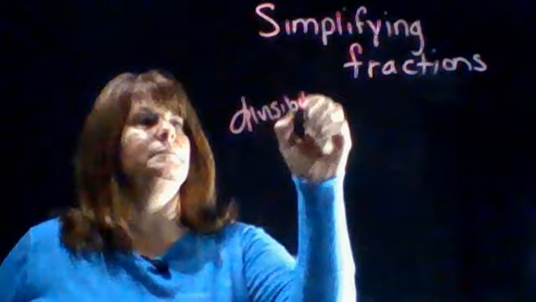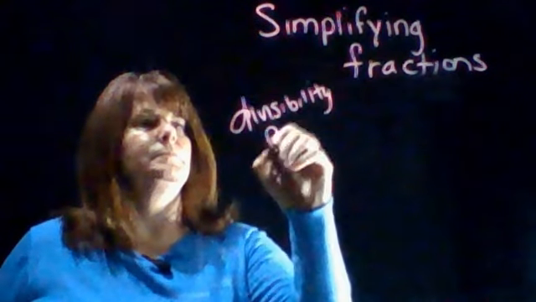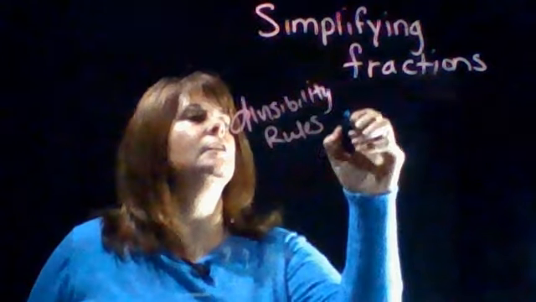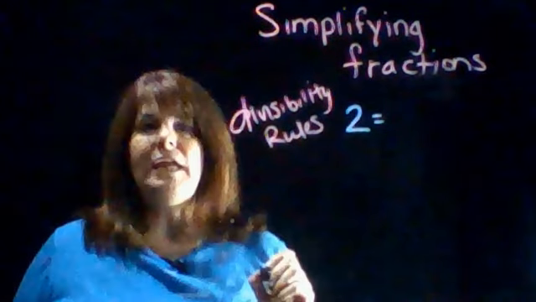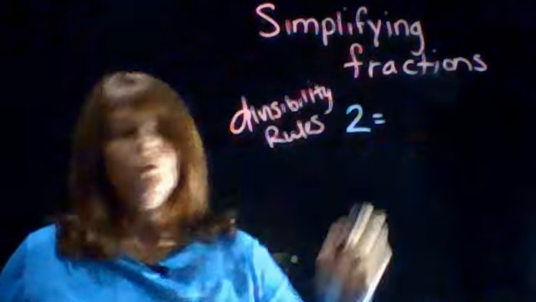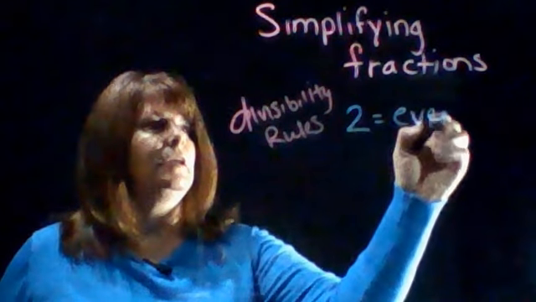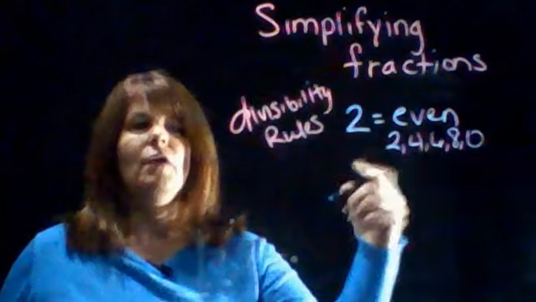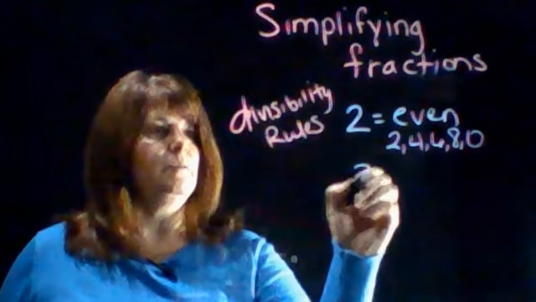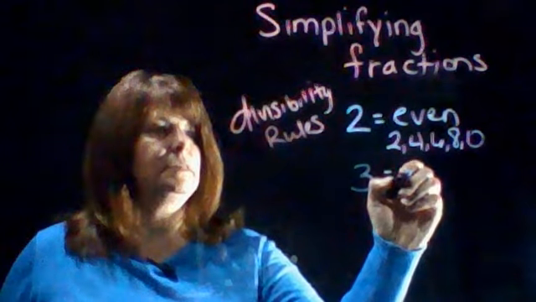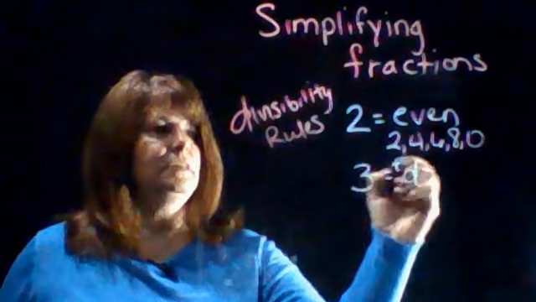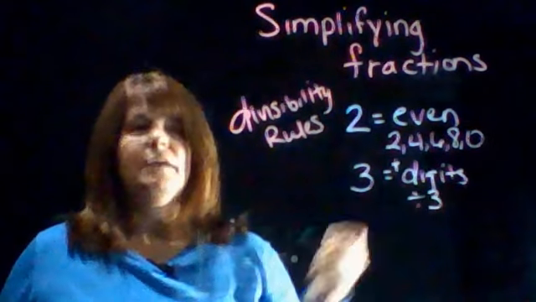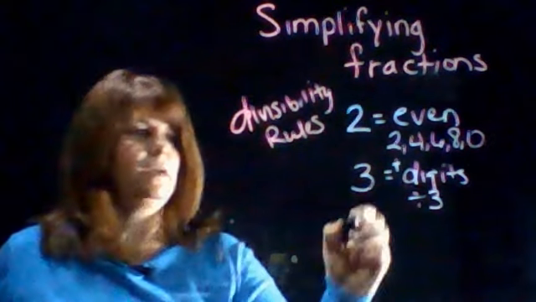Divisibility rules. If I have twos, anytime a number is divisible by 2, that means it is even and has a 2, 4, 6, 8, or 0 as the ending number. If I'm looking at 3, that's add the digits, see if they can divide by 3, then it's divisible by 3.